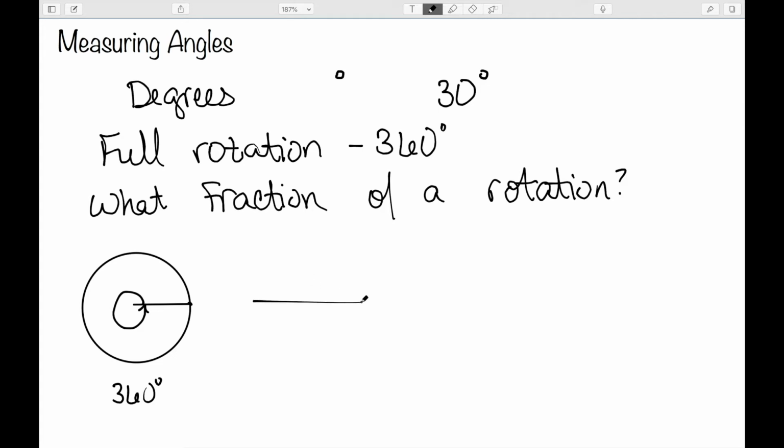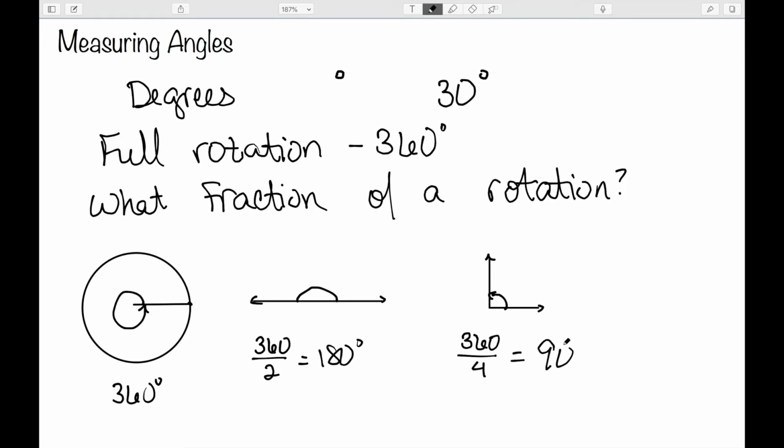However, if I were to rotate halfway around the circle, that would be half of 360, or 180 degrees. If I rotate a quarter of the way around the circle, that would be 360 divided by 4, or 90 degrees. So we can think of it as what fraction of the circle that we are rotating about.